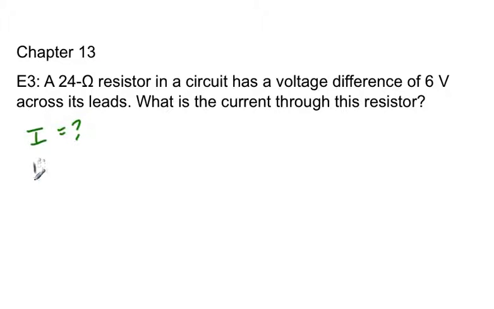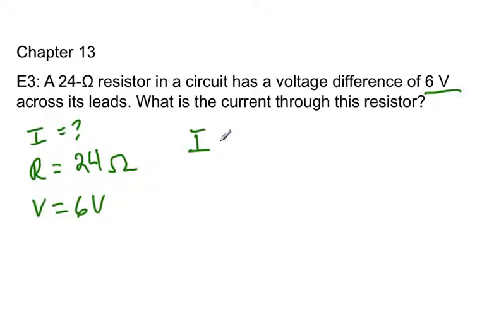All we have now is the resistance, which is 24 ohms, and we have the voltage, which is 6 volts. So what is I? Well, if you look in your book, the current is equal to your voltage divided by your resistance.